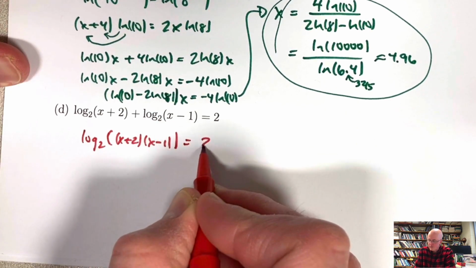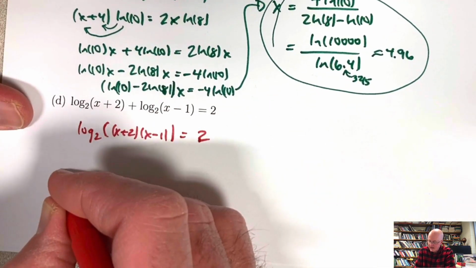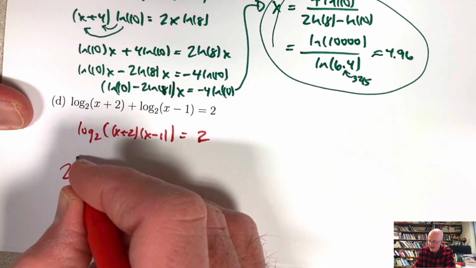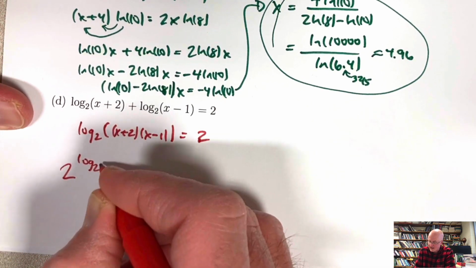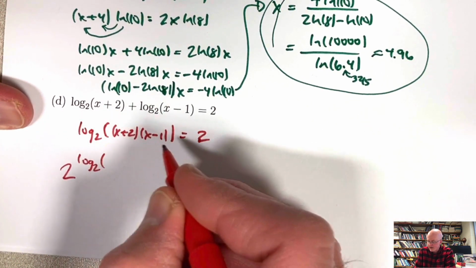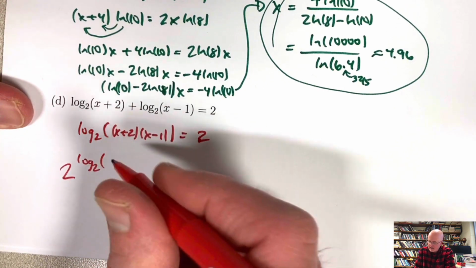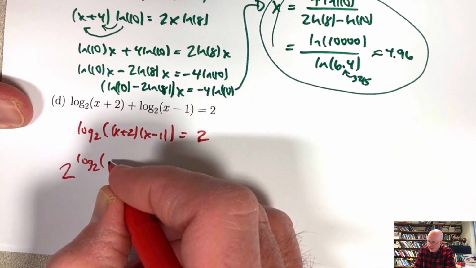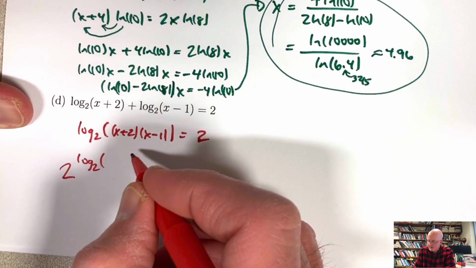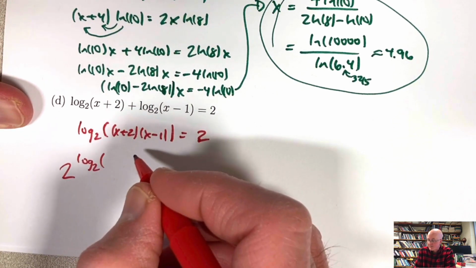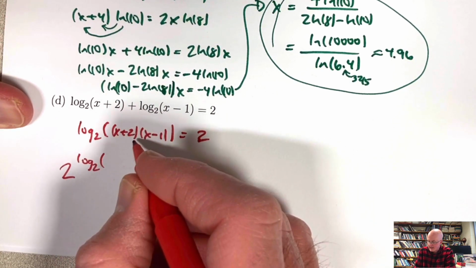That equals 2. Now exponentiate: take 2, since that's the base, and raise it to both sides like this. Do I need to multiply this out? I could. It's probably a good idea, because I think ultimately we're going to have to rearrange and perhaps even use the quadratic formula in the end.